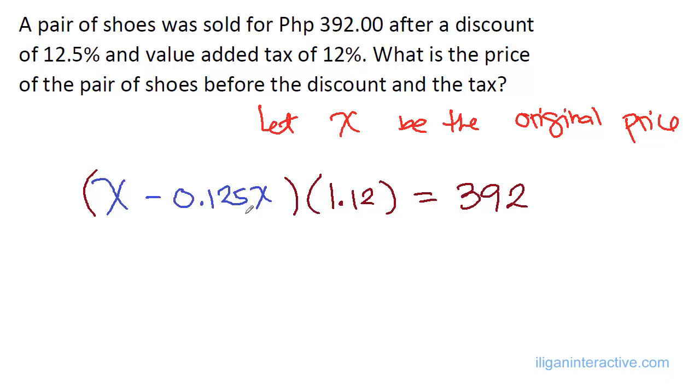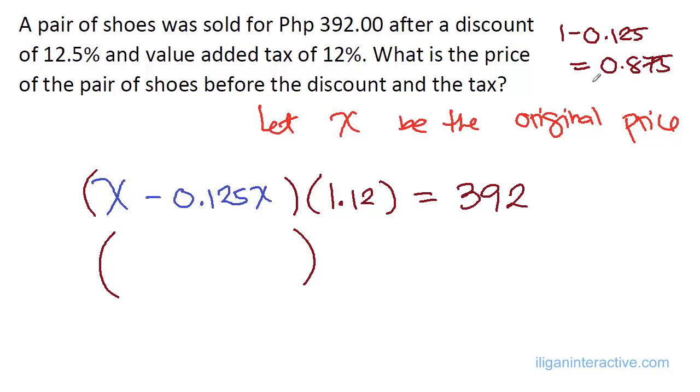Now, X minus 0.125X is just the same as what? X minus 0.125X is just 1 minus 0.125, times X. So meaning after the discount, the cost will just be, what is that? Let me solve. 1 minus 0.125. So if we do the math, this will be 0.875.